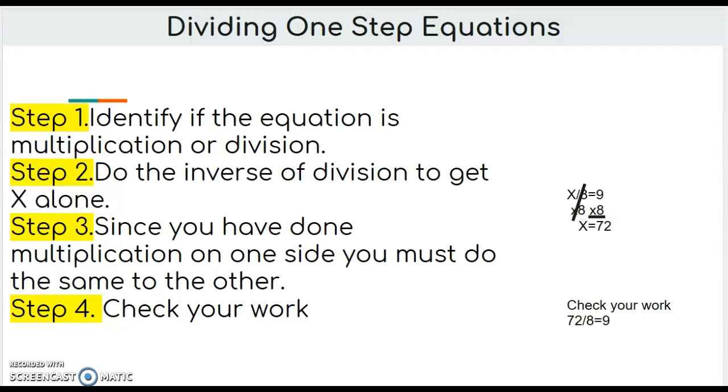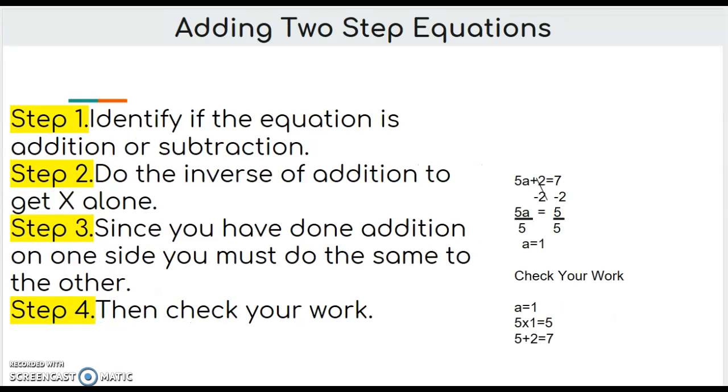Dividing one-step equations. Identify if the equation is multiplication or division. Do the inverse of division to get x alone. Step 3. Since you have done multiplication on one side, you must do the same to the other. Step 4. Check your work.